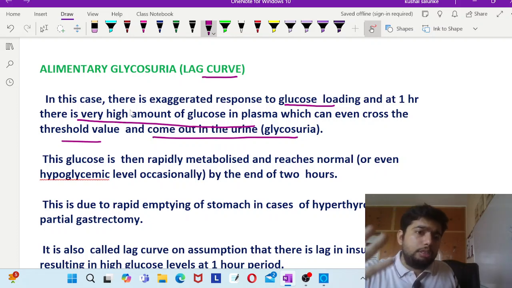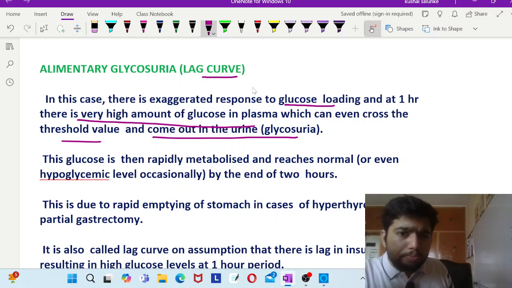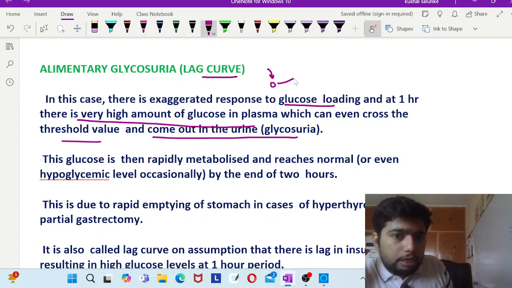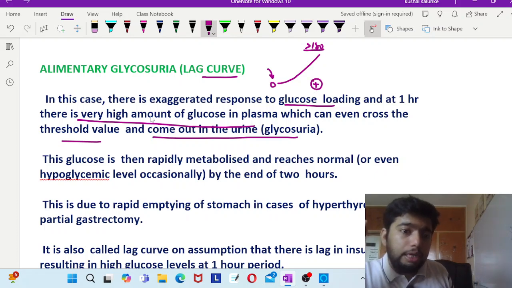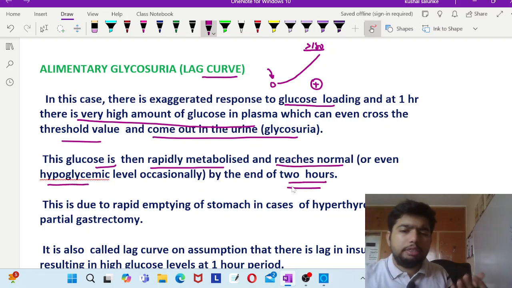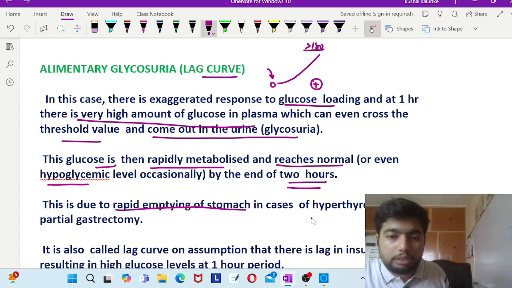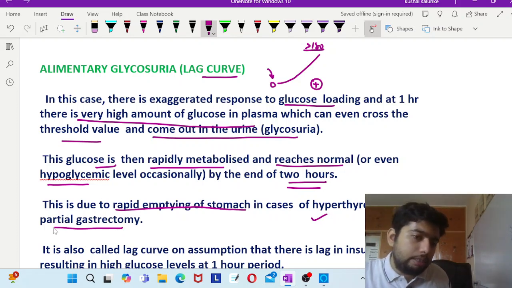You can understand it like this: after glucose is loaded in the patient, suddenly there will be so much rise of glucose, sometimes more than 180, and there will be glycosuria. Okay, and this glucose is then rapidly metabolized and reaches normal or even a hypoglycemic condition by the end of 2 hours. Okay, we'll see the graph, don't worry. This is due to rapid emptying of the stomach, seen in two conditions, hyperthyroidism and partial gastrectomy.